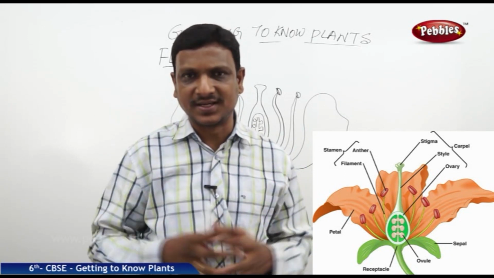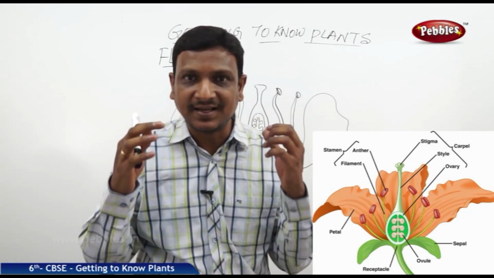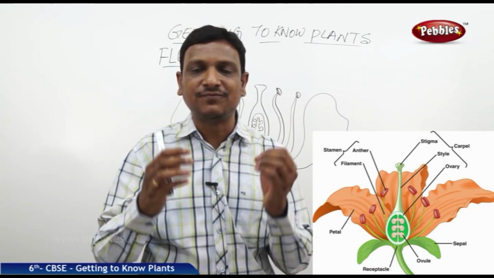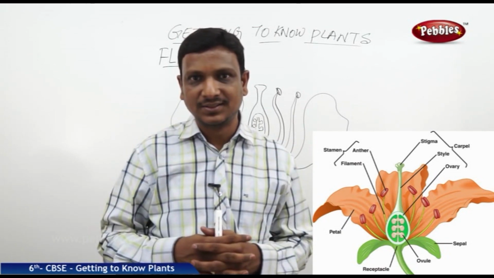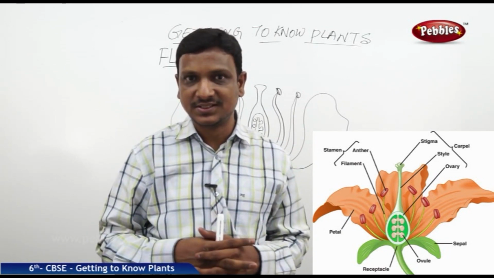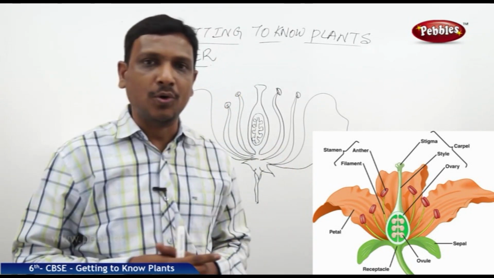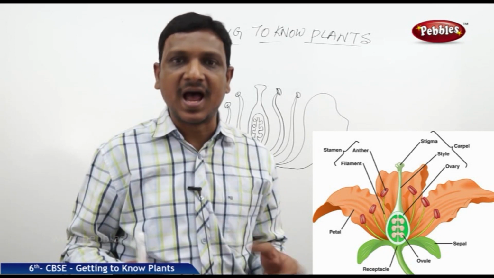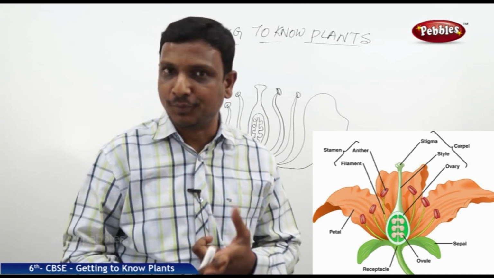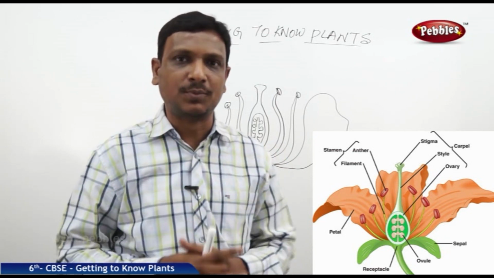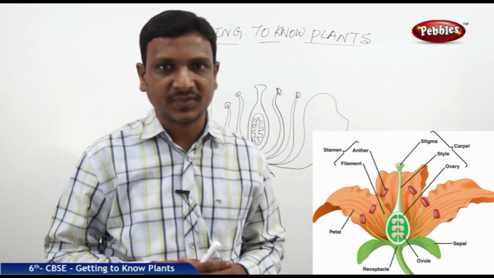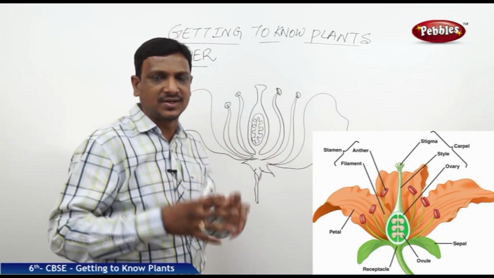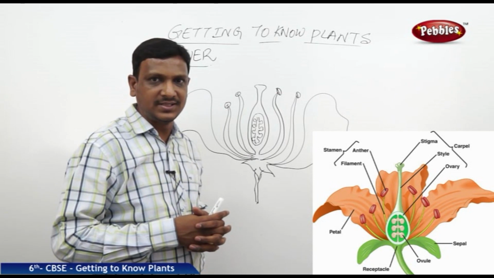So why are they so attractive? Why are they differently colored? Why do certain flowers release a sweet fragrance, sweet smell? Do you know the reasons for all these questions? Okay, so let us explore the parts of a flower first, right? And after that, I will tell you the answers to the questions that I have put. Meanwhile, we will see what are the various parts of a flower. So flowers, even though they appear in different colors, we find some similar structures in the flowers, right?